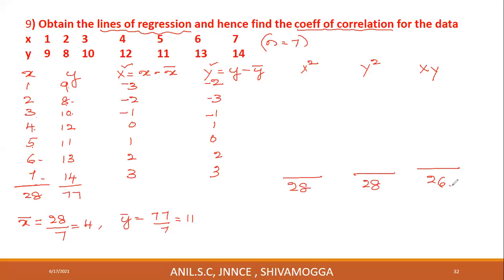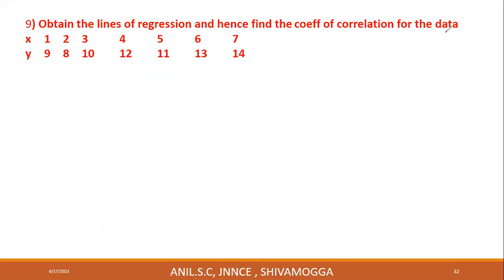We have to find regression lines first. This is a type 2 problem. Here first we find regression lines. You note down the values. X bar is 4, Y bar is 11. Summation X square 28, summation Y square 28 and summation XY 26. Let's find regression lines first.